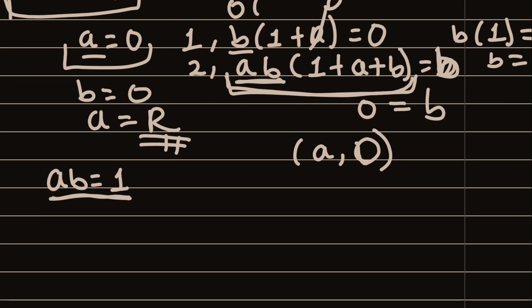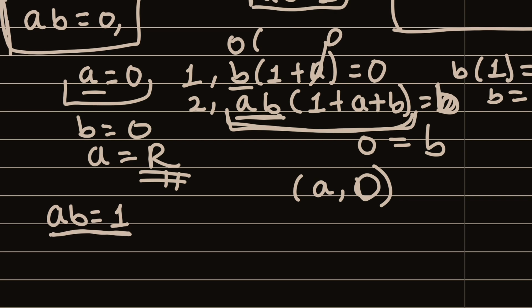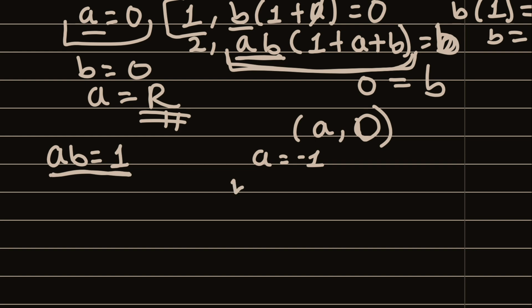If B can't be 0, by the first formula, A will be minus 1. How? The first formula is B times 1 plus A equals 0. How will A be minus 1? B is any real number. If it's not 0, it will be any real number, yes?